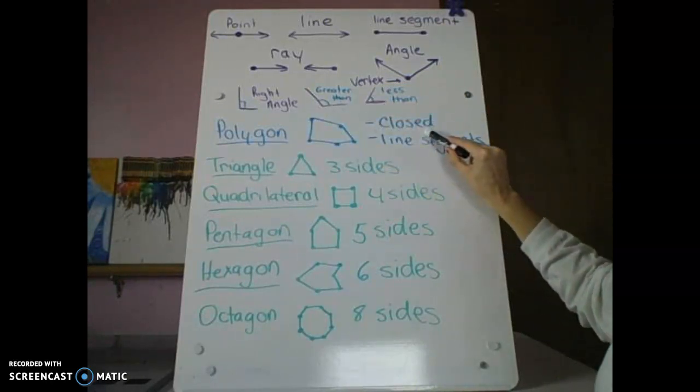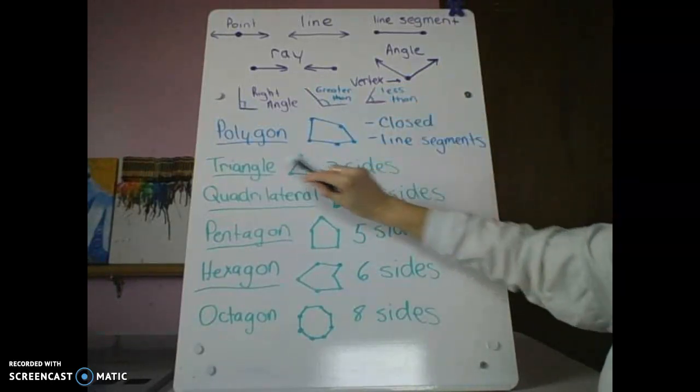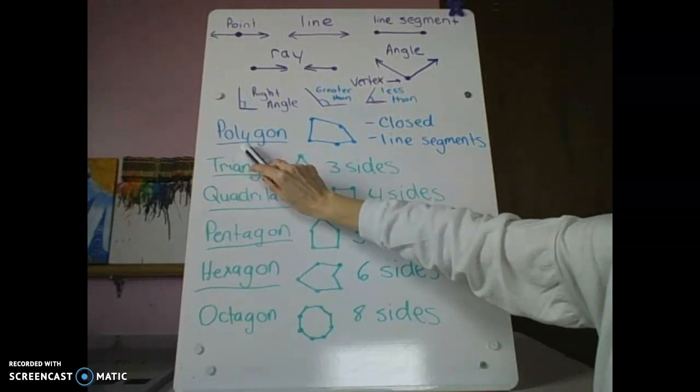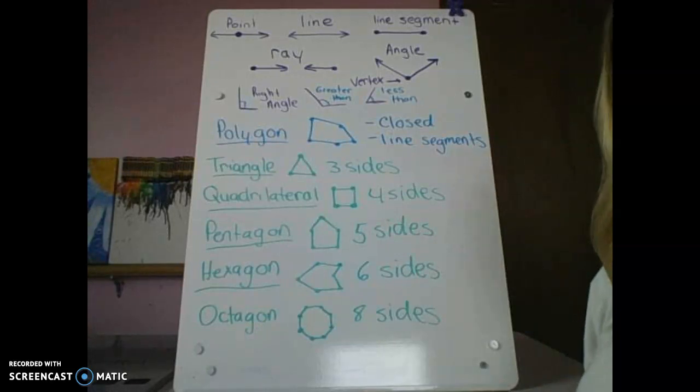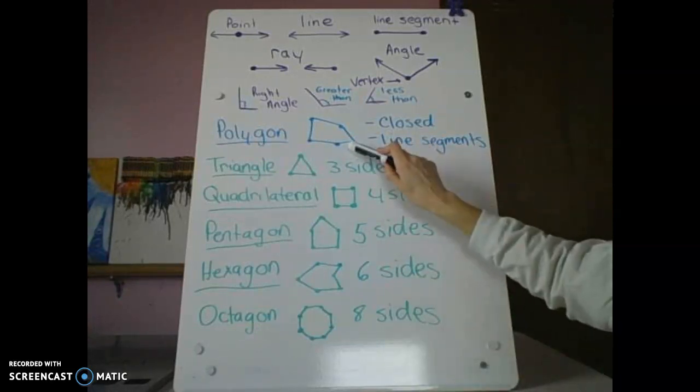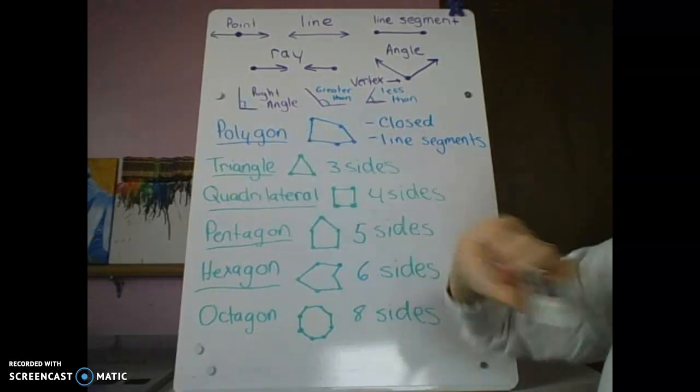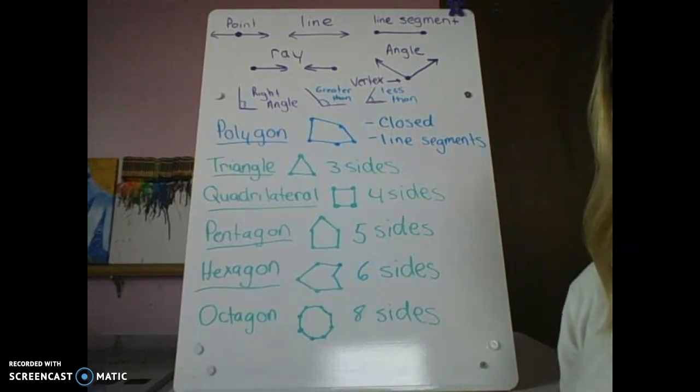We're also, when we take line segments and points and we put them together to form a closed shape, that is called a polygon. So we're going to be talking about polygons. Polygons can have lots of different sides, lots of different line segments that come together to form a closed shape.